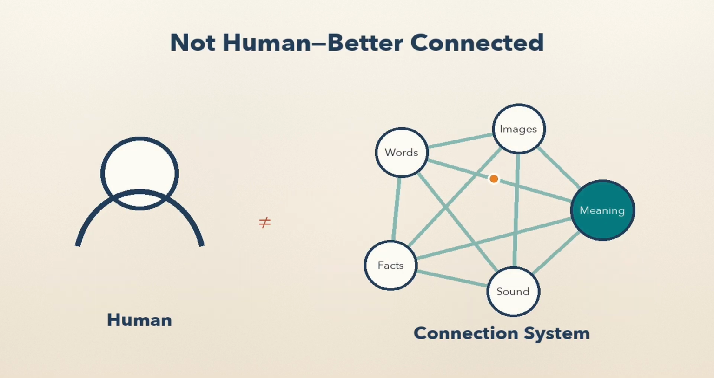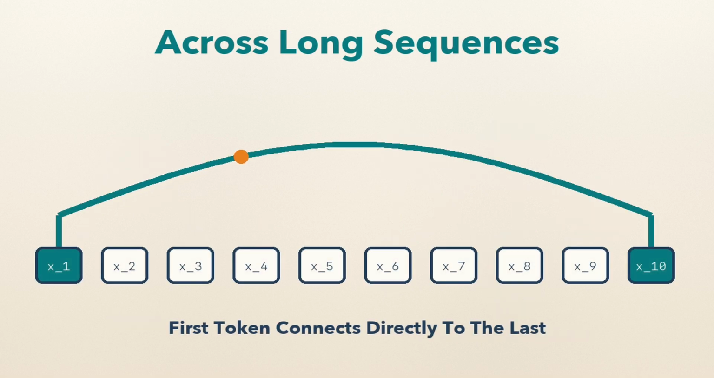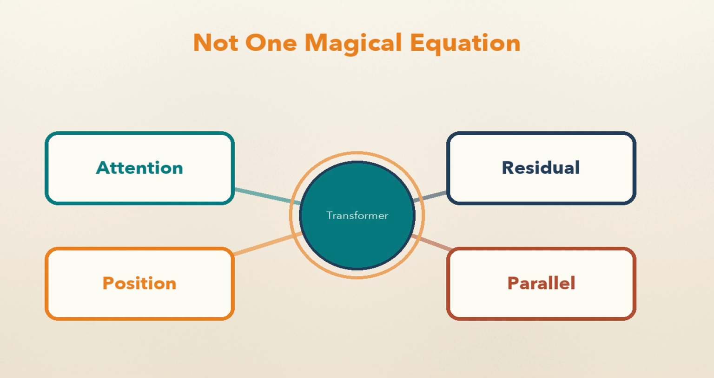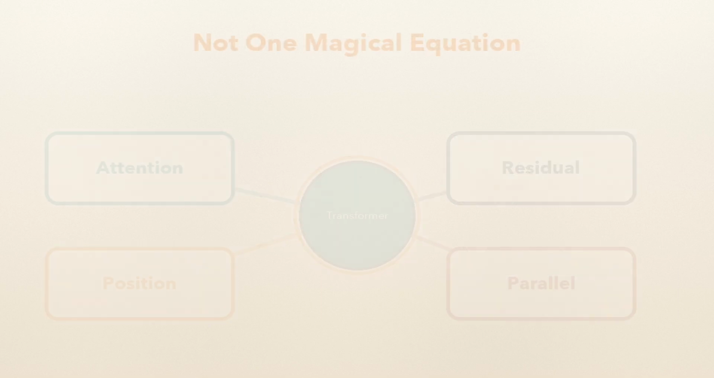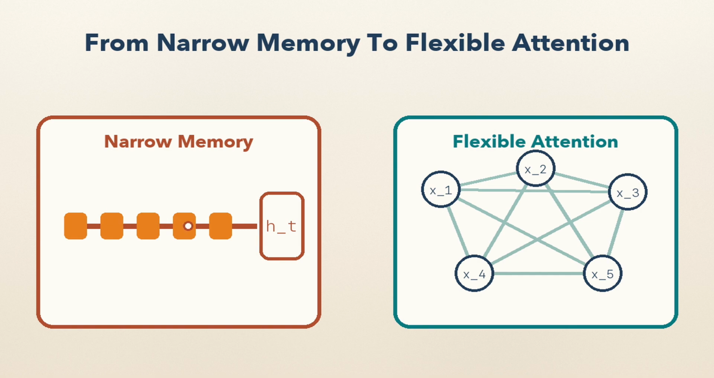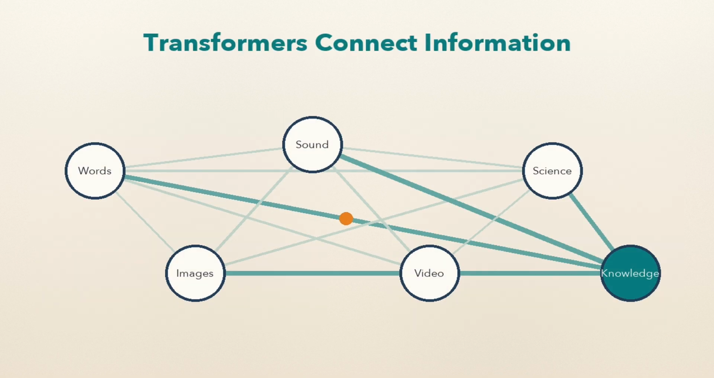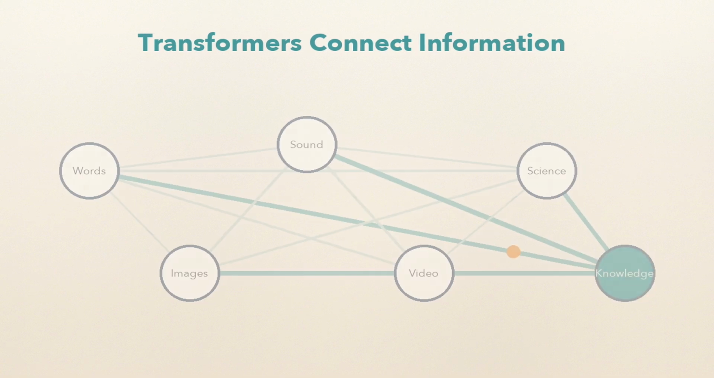Transformers did not make AI human. They made it better at connecting information across long sequences and training on massive datasets. Their breakthrough was not one magical equation, but a new way to organize computation. By replacing a narrow step-by-step memory with flexible attention, transformers changed how machines process language, images, sound, and knowledge.